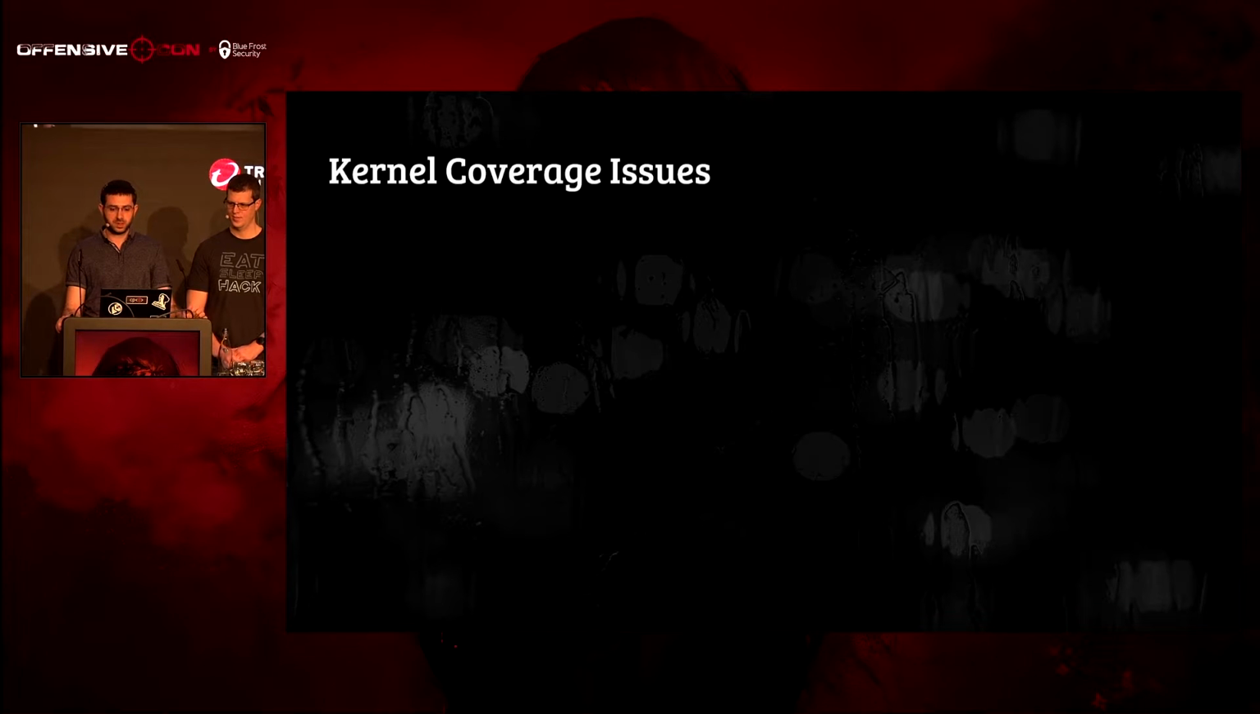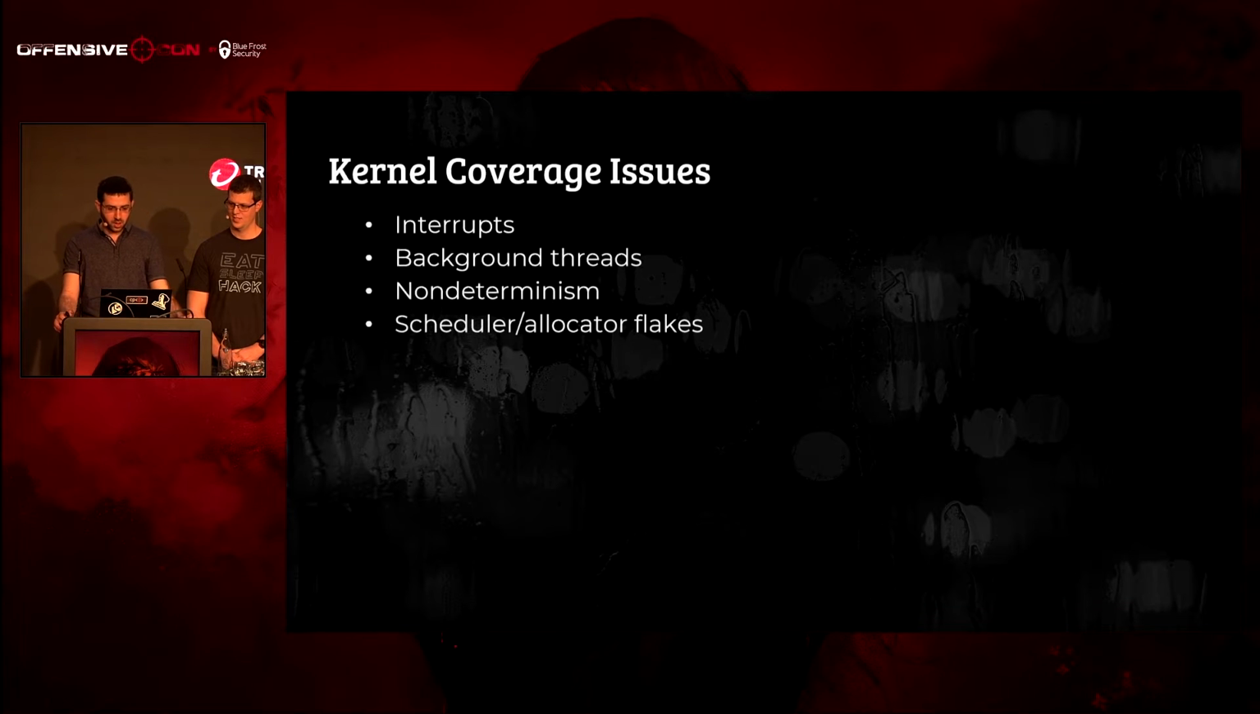Coverage collection in user space is really easy. You generally assume there is only one thread and everything is deterministic and fun. In kernel space, however, coverage collection quickly hits a few roadblocks. Interrupts will appear randomly in the trace. There are background threads that are used to process some syscalls. There is a general non-determinism from interaction with hardware, and flakes caused by scheduler or allocator behavior.